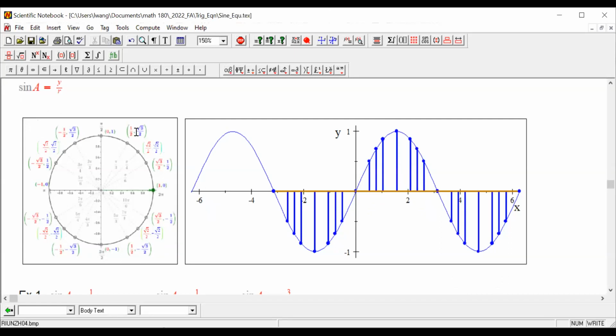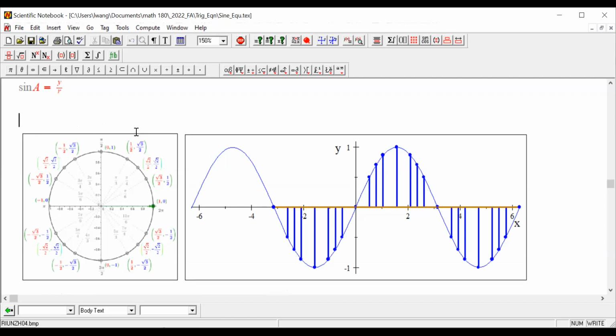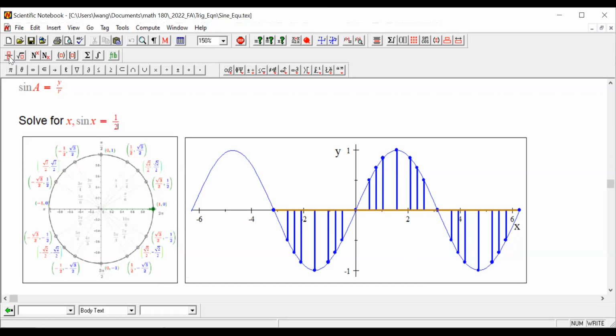Typically you will see questions like this: solve for x, and you're given something like one simple example. Sine of x equals 1/2. What does this mean? This is a typical equation you're going to see.